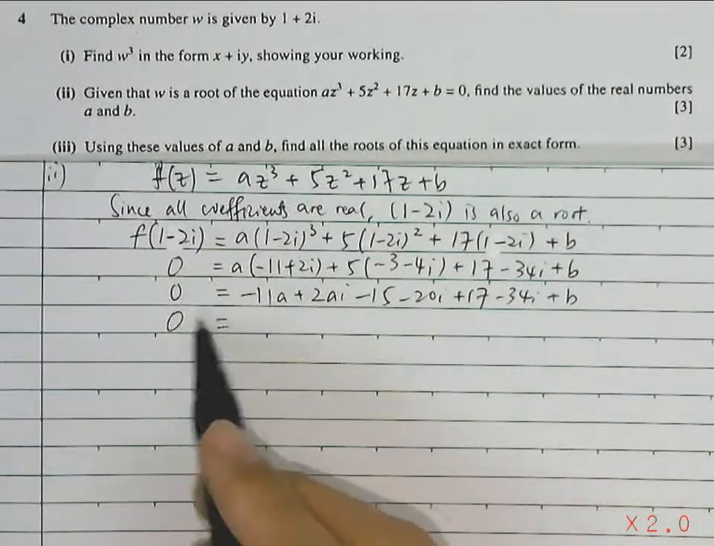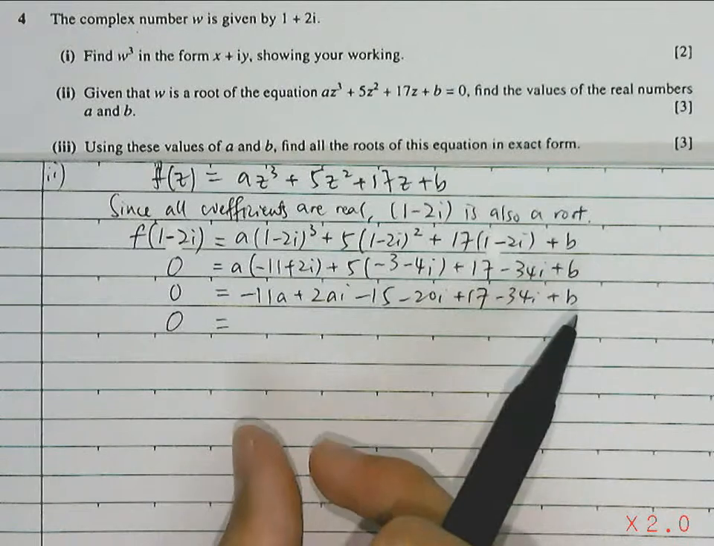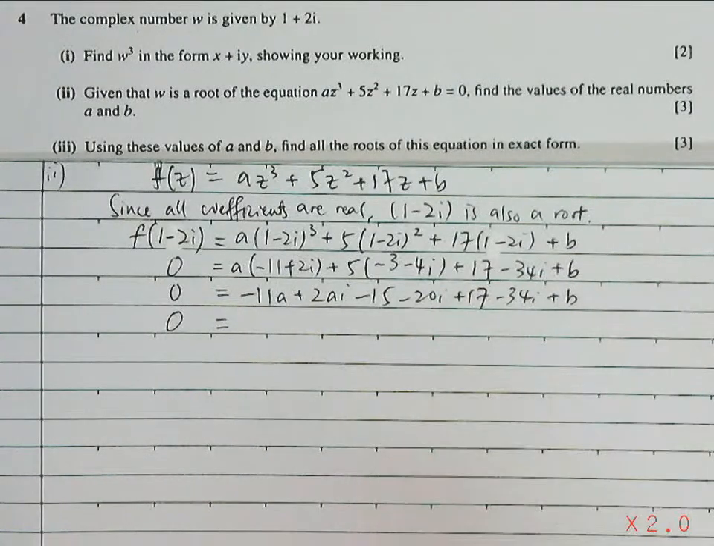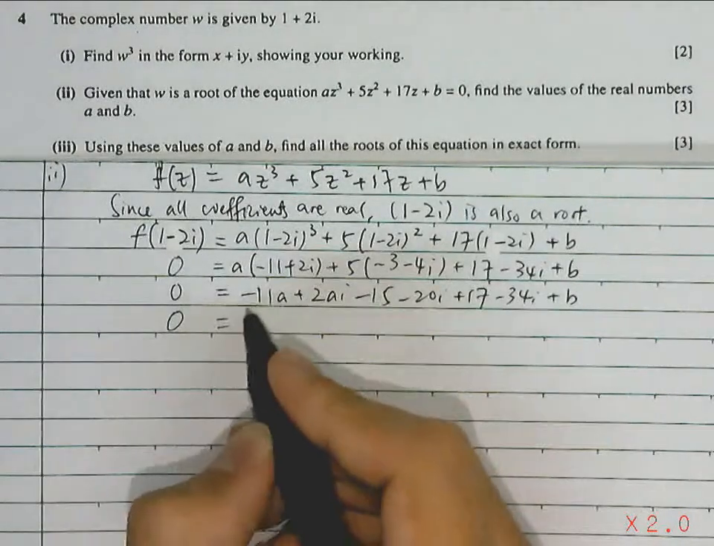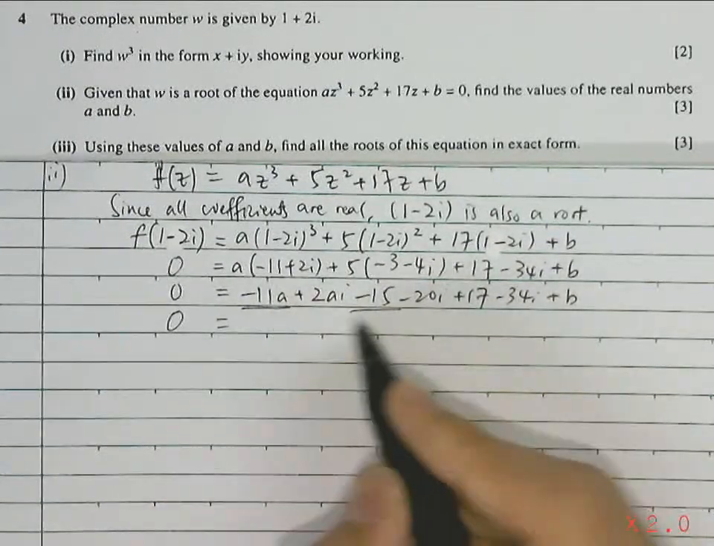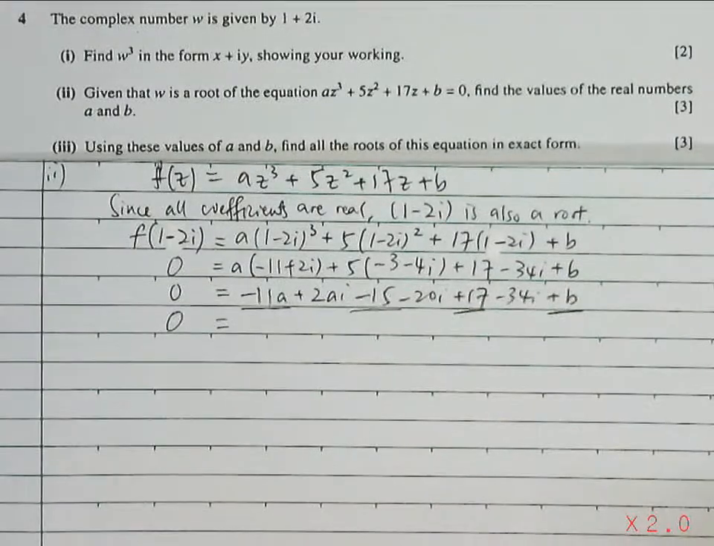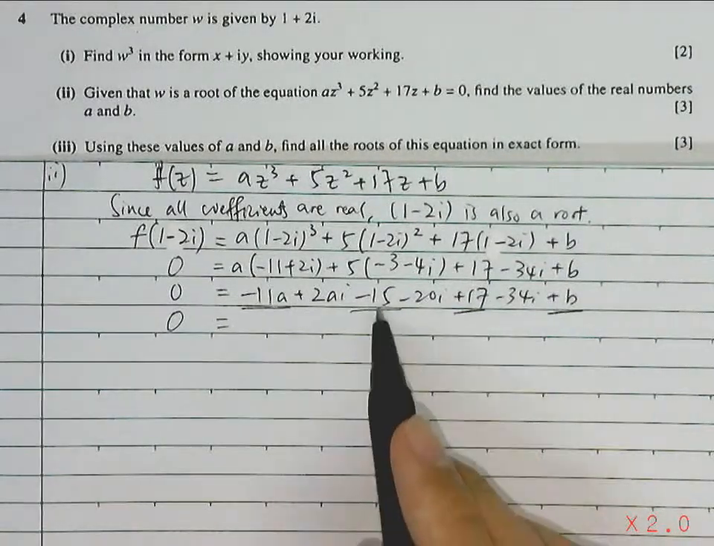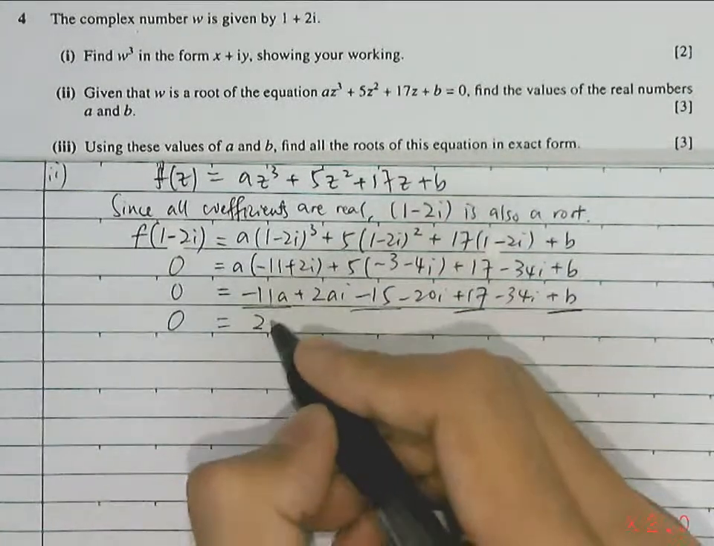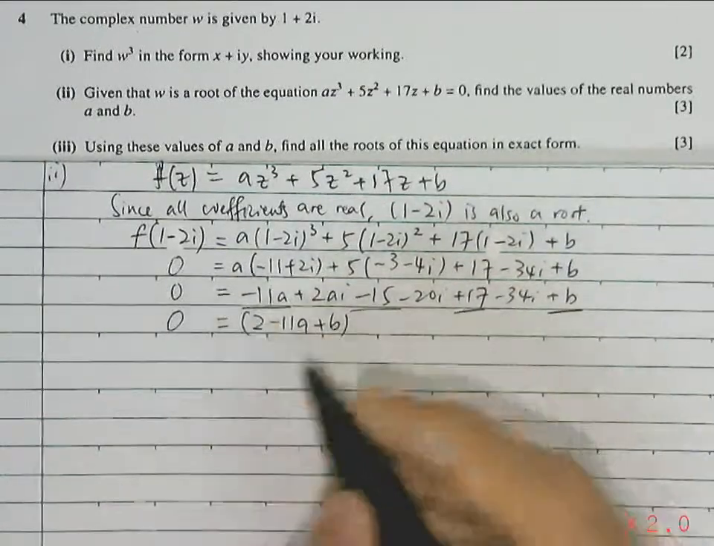Since the left side is equal to 0, we can group all the real numbers together and all the imaginary parts together. Then we can equate the coefficients to 0. First, we want to sieve out all our real parts, which is negative 11a, negative 15, plus 17, and plus b. So 17 minus 15 will give us 2. We still have the minus 11a and plus b for our real part.